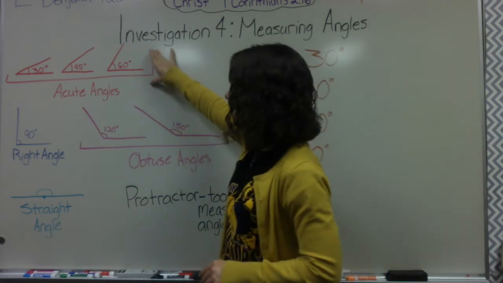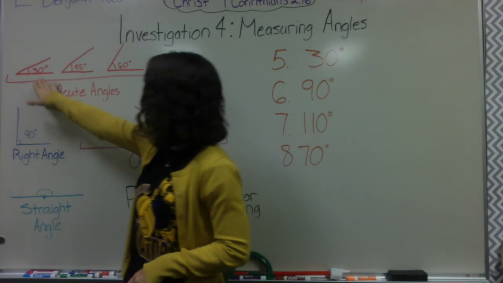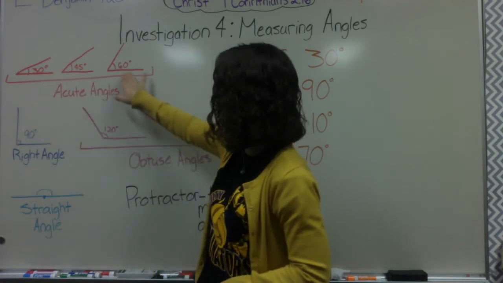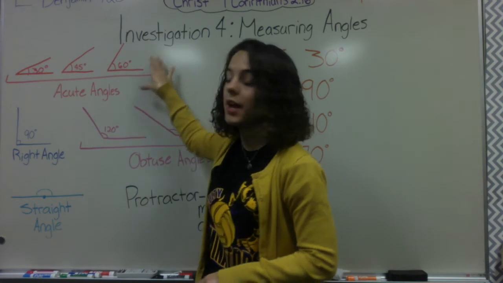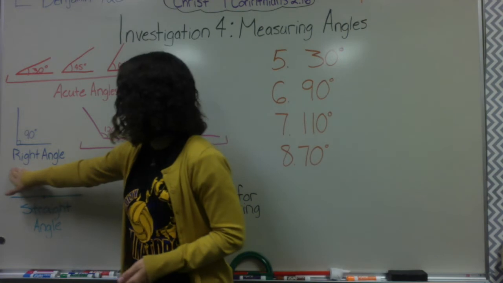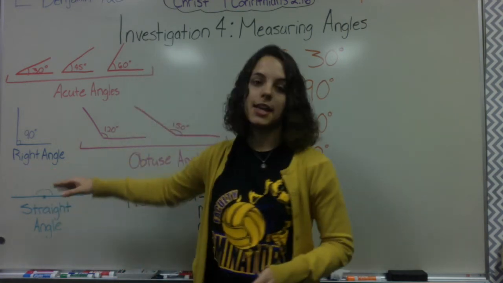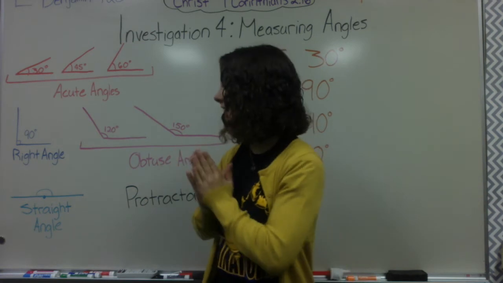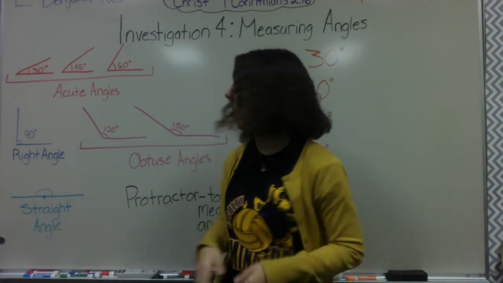Now all of these are acute angles. This one measures about 30 degrees. This is about 45 degrees. This is about 60 degrees. They're all acute angles, so anything below 90 degrees. Of course, a right angle has to be exactly 90 degrees. It can't be 90.5, it can't be 89.5. It has to be exactly 90 degrees to be a right angle.